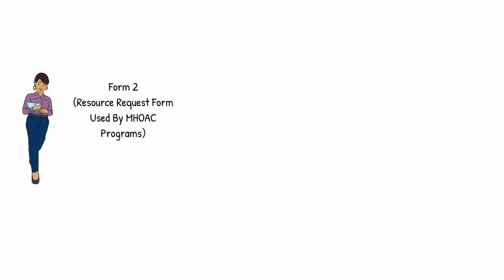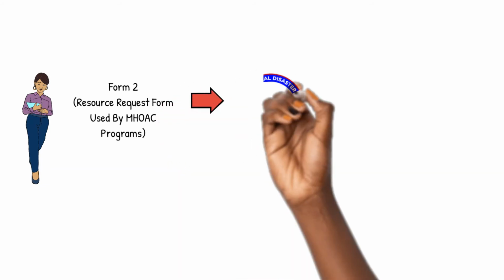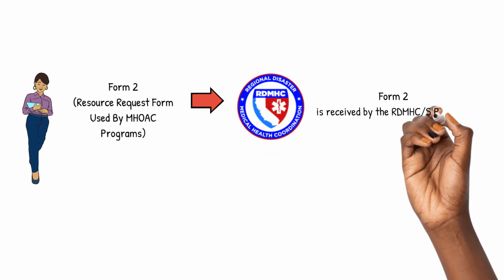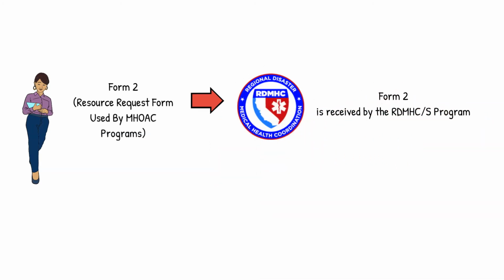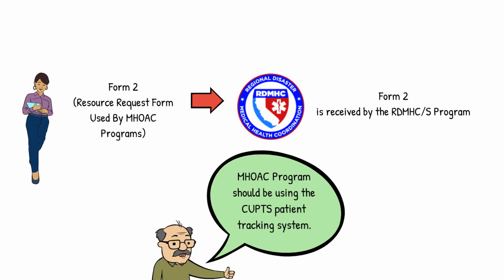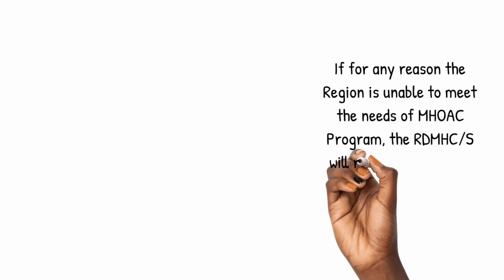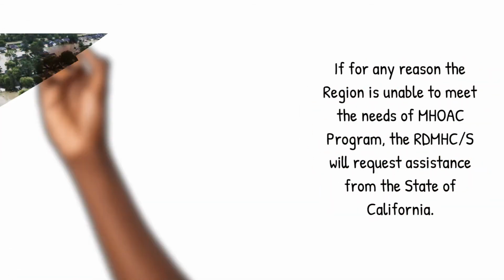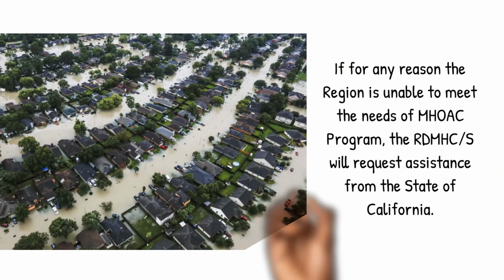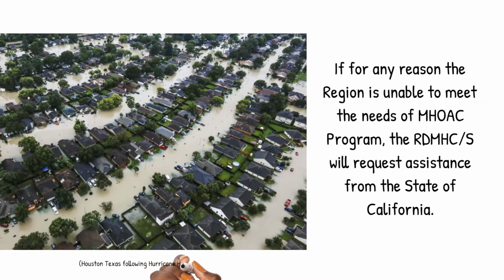So Form 2 is a resource request filled out by the Mohawk based on the Form 1s and the unmet needs, sent up to the region. The region would then receive those forms and then look within that mutual aid region to make sure that they are meeting all of the resource needs of the operational areas within their region. If for any reason the region is unable to meet the needs of the Mohawk program, the RDMHC will request assistance from the state of California.